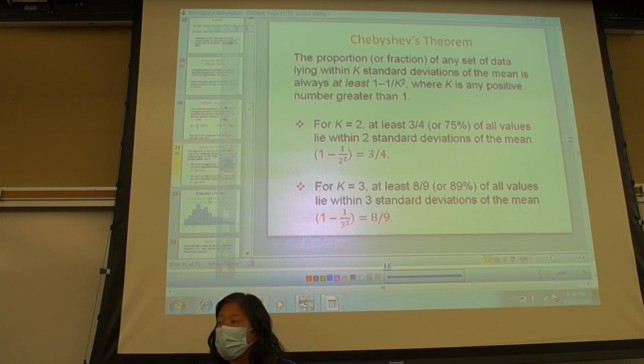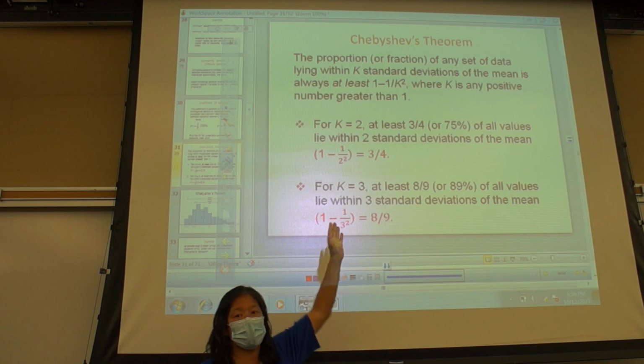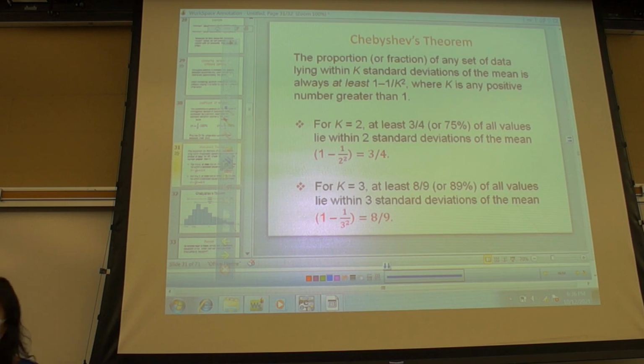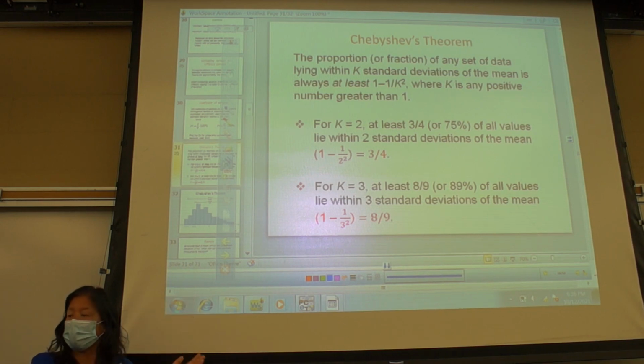What you're going to find is more commonly within 2 standard deviations, it's going to be more like 90% or 95%. It's going to be a lot more than 75%, but at least 75%. That means 75% or more. And with 3 standard deviations, it's going to really be a lot closer to like 99%. But it says, well, 89% or more. Right? It gives a bare minimum.